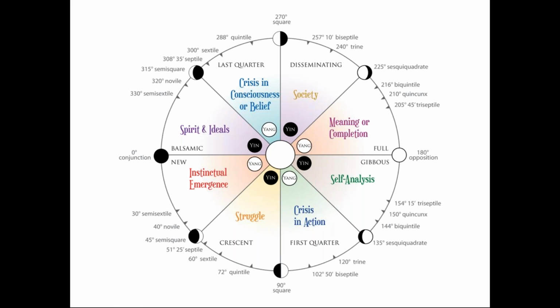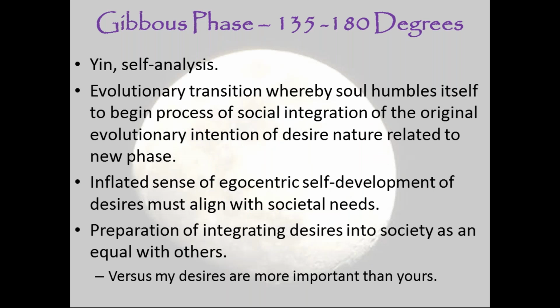Both of our examples are towards the latter part of this phase, and we'll bring those charts in by example as we get to those degrees. And so here is the Gibbous phase. In general, it is an evolutionary transition whereby the soul is going to humble itself in some way to begin the process of socially integrating.